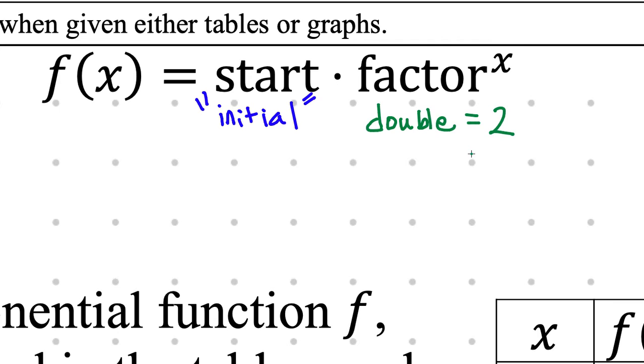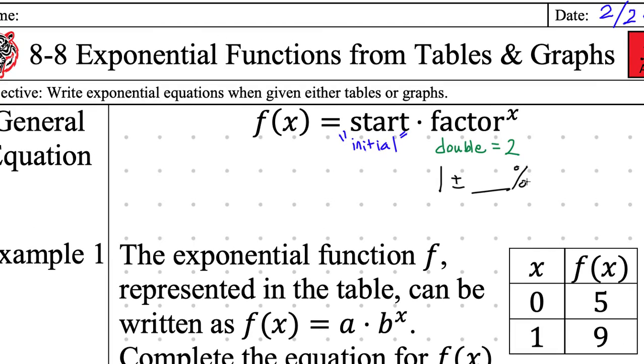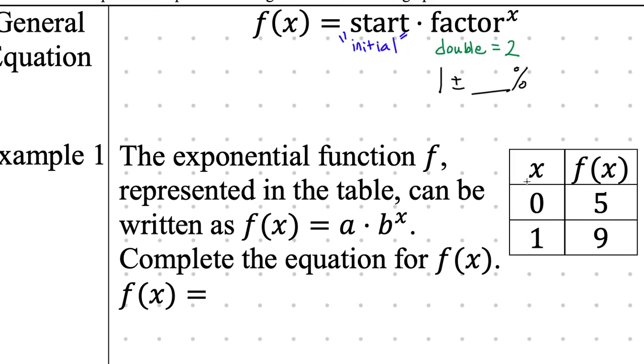And then if I have a percent, we know that we can convert that pretty easily, where we do 1, I'll come down here in a different color, 1 plus or minus, depending if you're going up or down, that percent for that factor. Cool, so that's our good review of an exponential function. Let's see how to apply the same formula to table problems and then eventually graph problems.